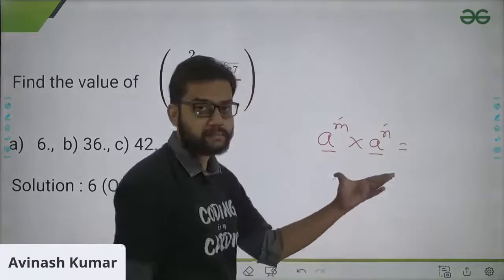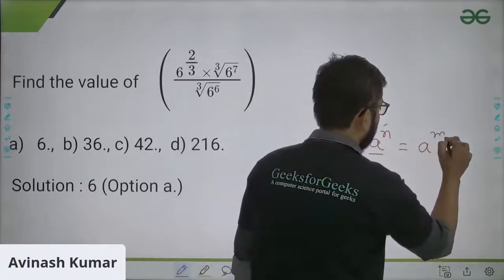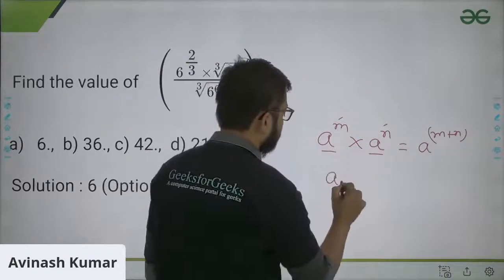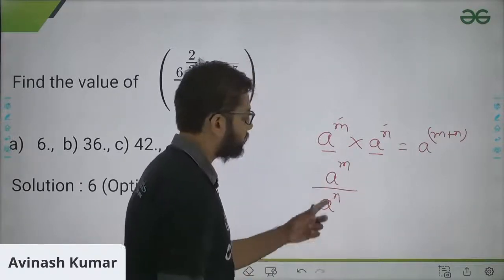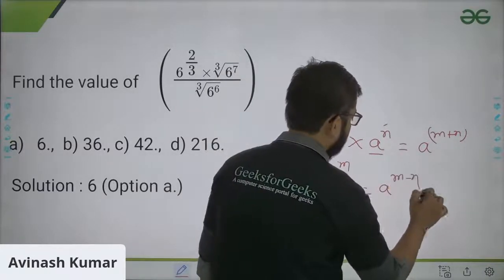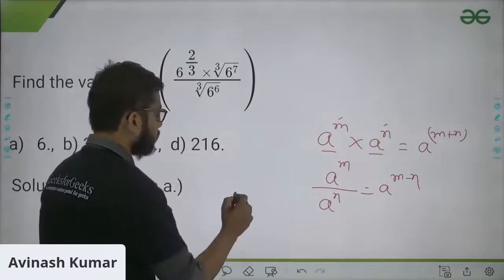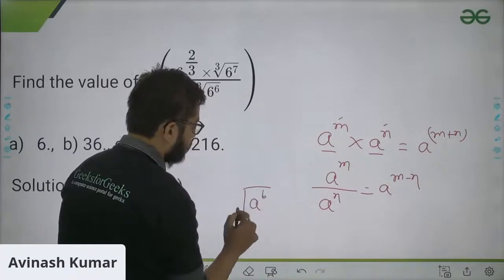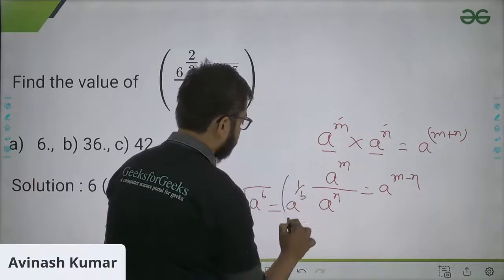If our base is the same and there is a multiplication, then we can also write this as m plus n. Another one is a to the power m upon a to the power n. If our base is the same but our power is different, it's a to the power m minus n, right? And one more thing, a to the power b can also be written as a to the power 1 upon b.